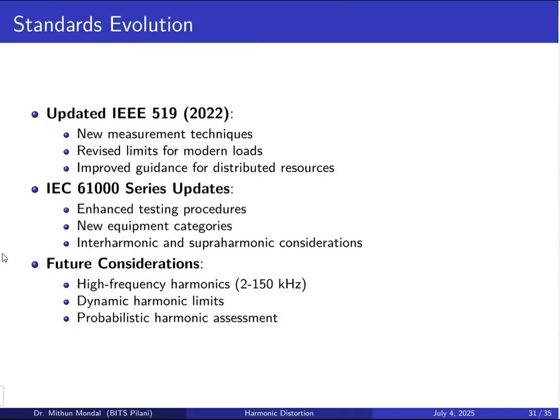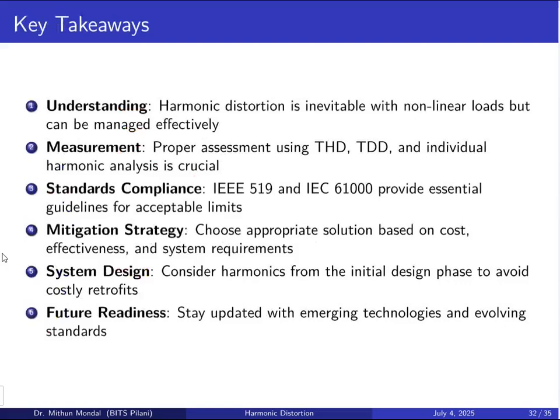Standards we need to follow, whether we need to update the standard IEEE 519. So new measurement techniques are going to come, revised limits for modern loads, and improved guidance will be there for the distributed resources. Other standard IEC 61000 series update is there. Future consideration has to be done for high frequency harmonics, the harmonic limit and probabilistic harmonic assessment. So standards have also evolved for the harmonics. The more the modern power system is getting advanced features, the standards that are used are also getting updated, and the limits are basically again pre-specified.